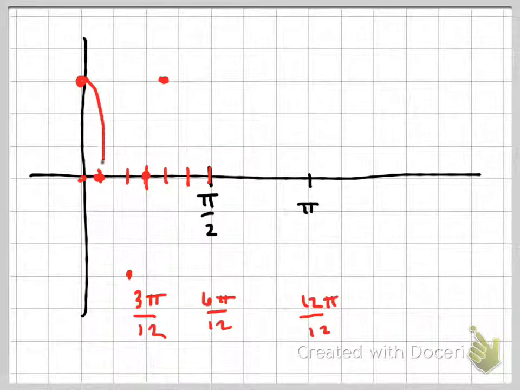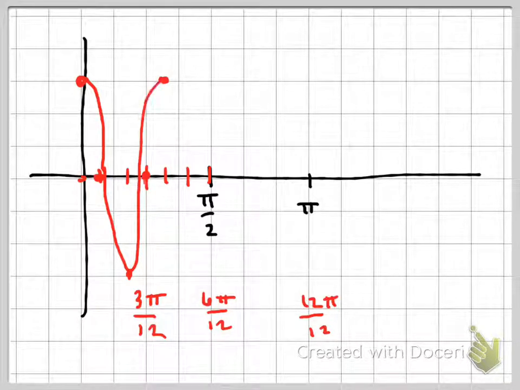So again, we're concave, convex, and then concave. So here is our cosine wave.